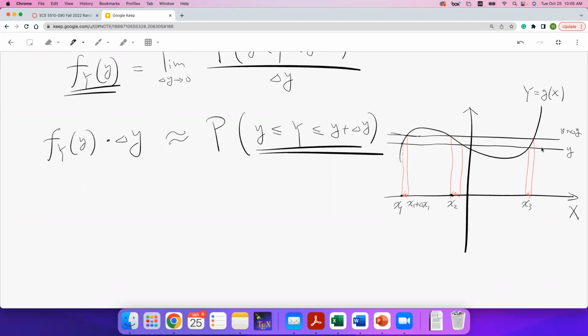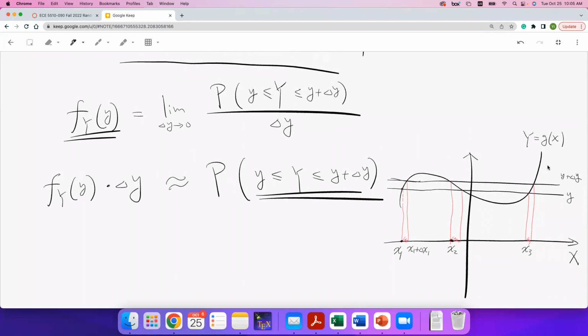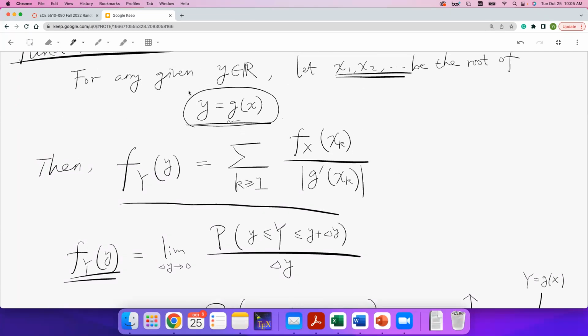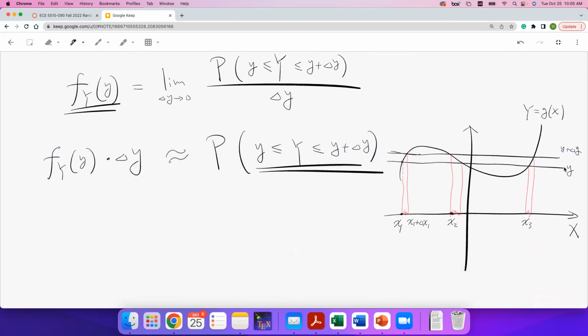So it depends on how many roots we have at this specific location y. So specify a value of y. We may have a different number of roots, depending on the value of y. So in this case, we have 3 roots for this specific function. So this event is equivalent to the probability of x within these intervals. This is the first interval.